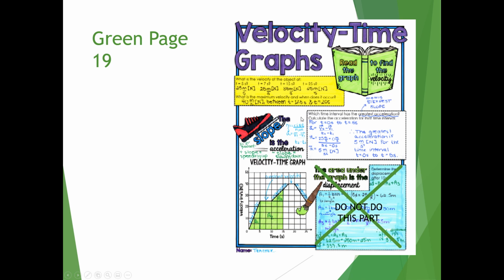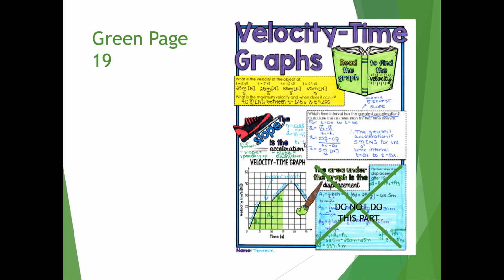The only other thing that they wrote over here is that the slope on a velocity time graph is the acceleration. And when we're here in this first quadrant, meaning that we're in positive velocities, positive slope means speeding up and negative slope means slowing down. Slope is rise over run, or change in y over change in x.